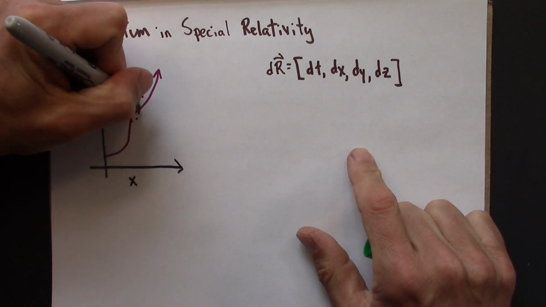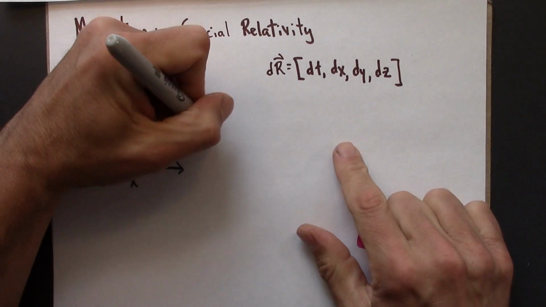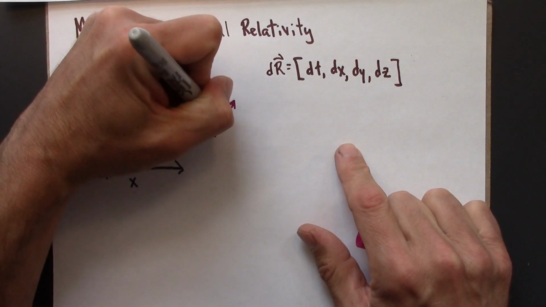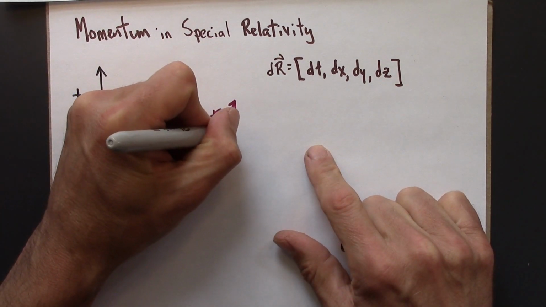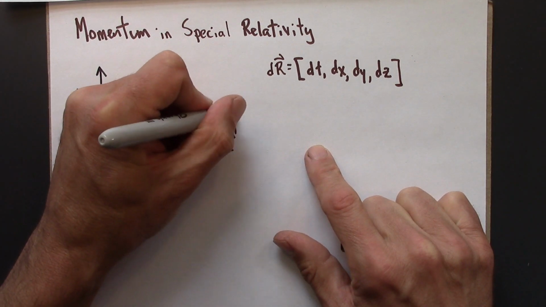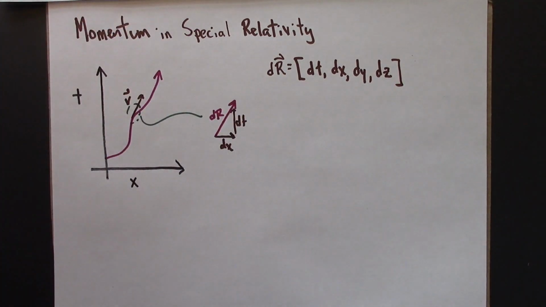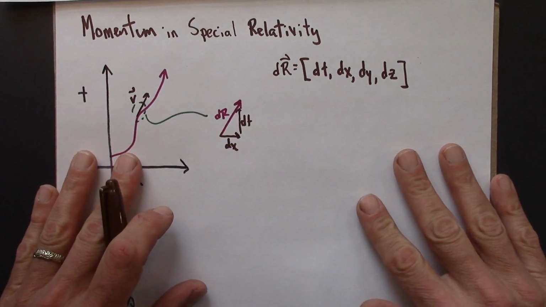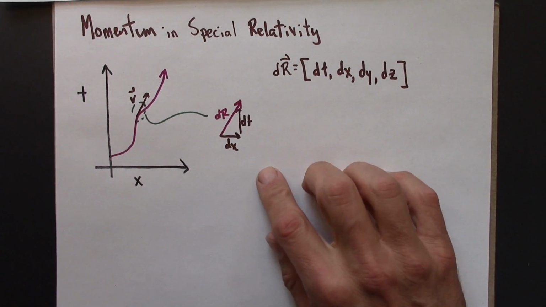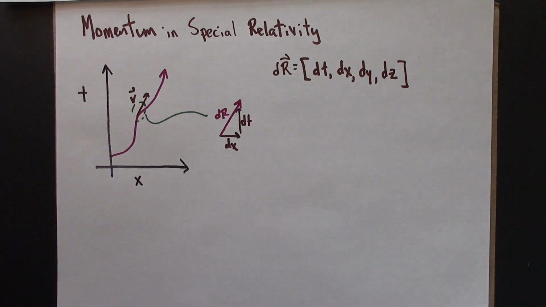And if we zoomed in, we would have a displacement in space-time, which would have an x part and a t part, and a y and a z part that I can't draw on this flat piece of paper. All right, so then we have a 4 displacement. We can have a 4 velocity.